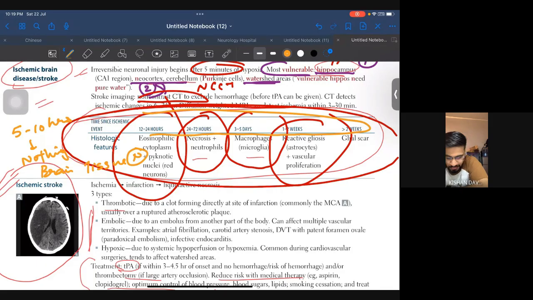At 12 to 24 hours, eosinophilic, everything is important over here. Whatever is given here, everything is important. But one thing, if it is given less than 12 hours, be alert and think: before 12 hours, it wasn't in the book at all. It means it is going to be normal. All right, that's it. This is all you need to remember in ischemic brain stroke.